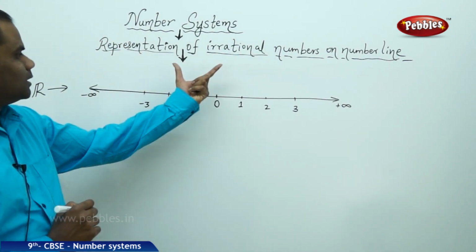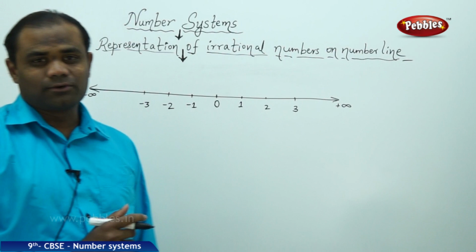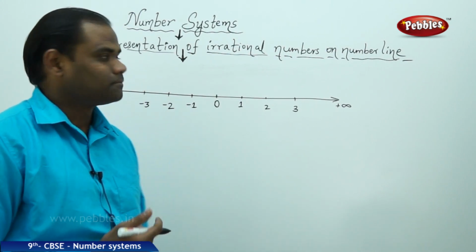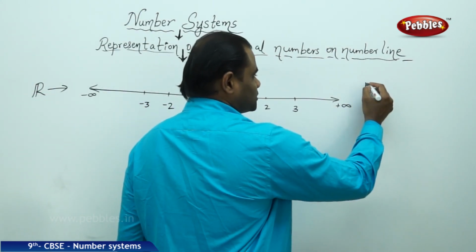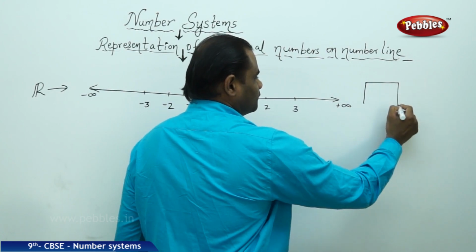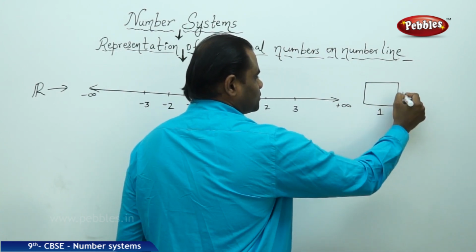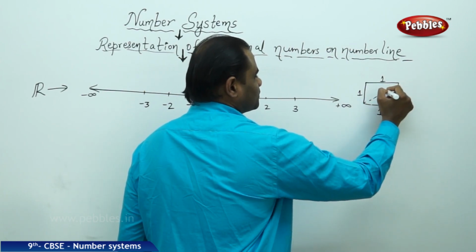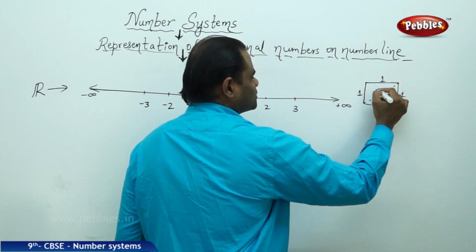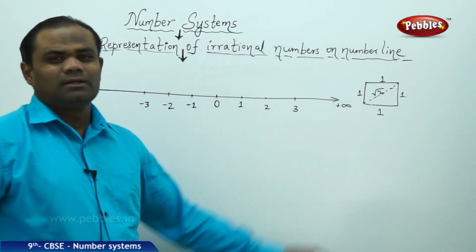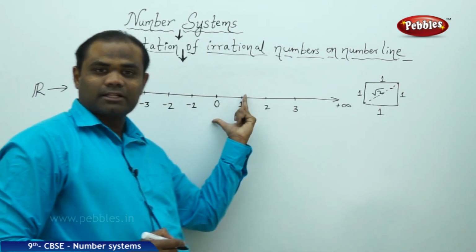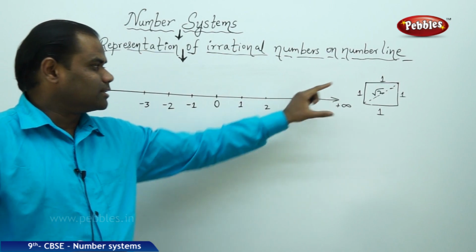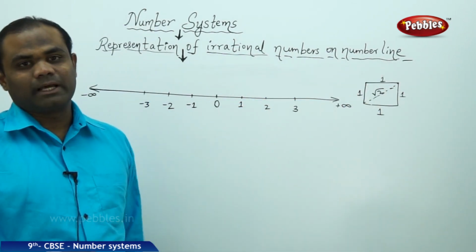Now let's see how we can construct root 2 on this number line using the previous discussion of the square, which has a dimension of 1 unit and whose diagonal gives me the distance of root 2. Let's see how this can be transferred onto the number line to get the same root 2 on the number line.